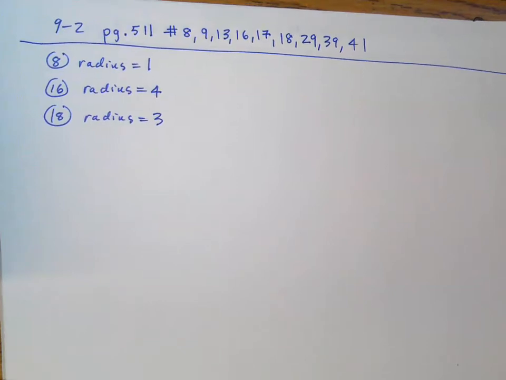AP Calculus BC, Unit 9, Day 2, Office Hours. These are the 3 even problems. You should check your odds in the back of the book. Pause the video if you need to right now to check these 3 answers.